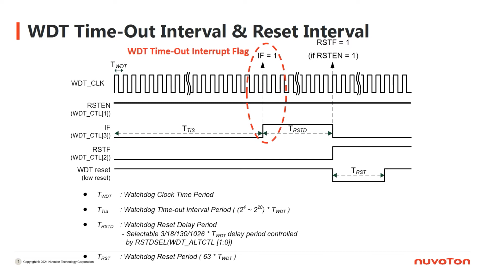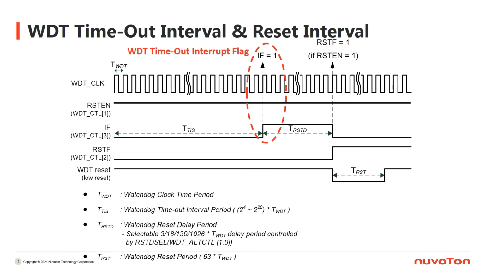You can see that the RST-EN is high in this graph, which means WDT reset is enabled. When the WDT counter counts to timeout, the flag of timeout interrupt, IF, is set to 1. After IF is set to 1, it will wait for a reset delay period, which is TRSTD in the graph.